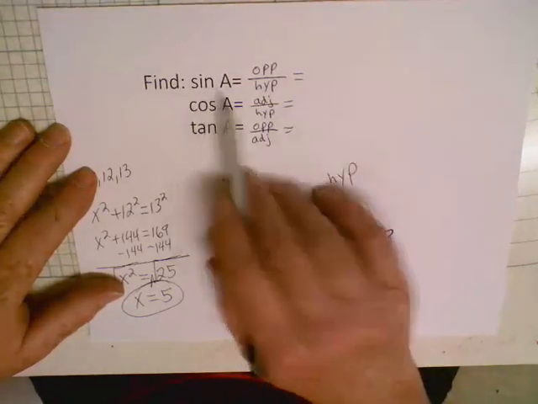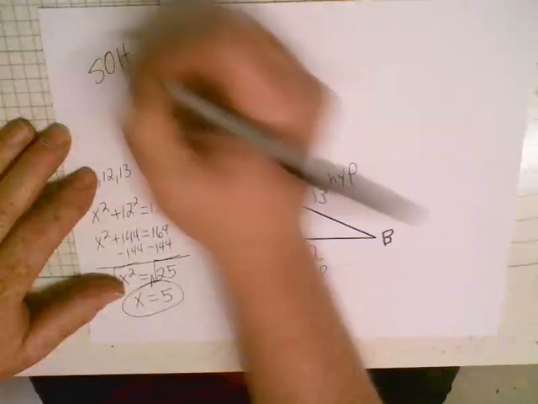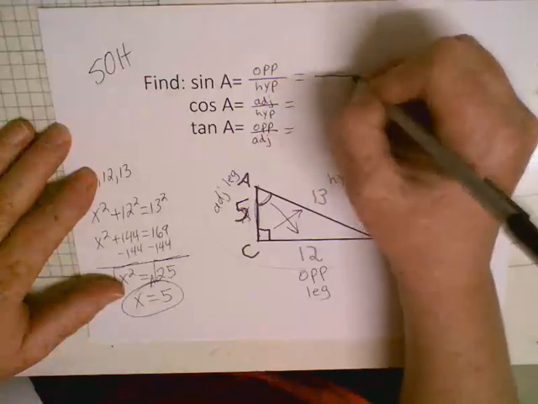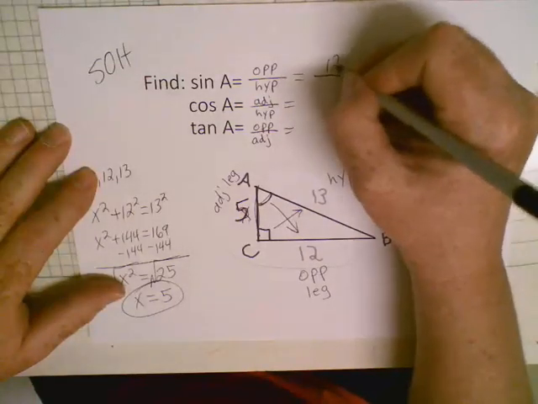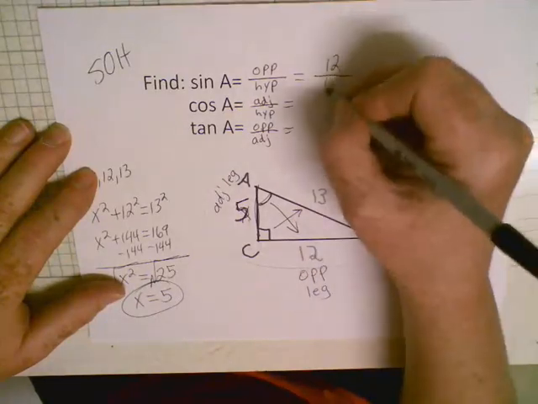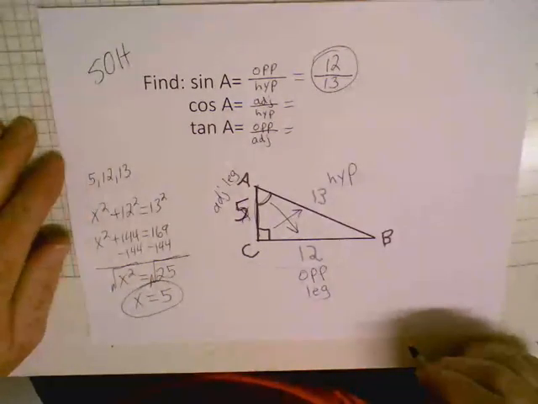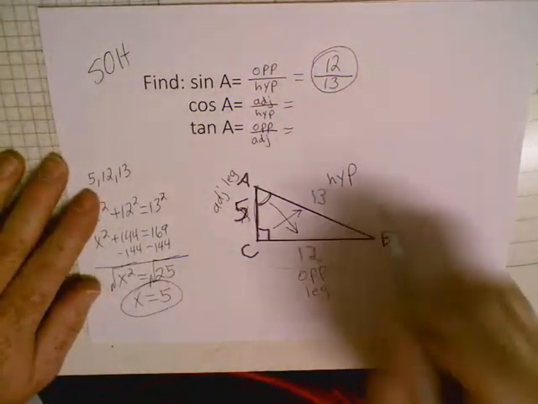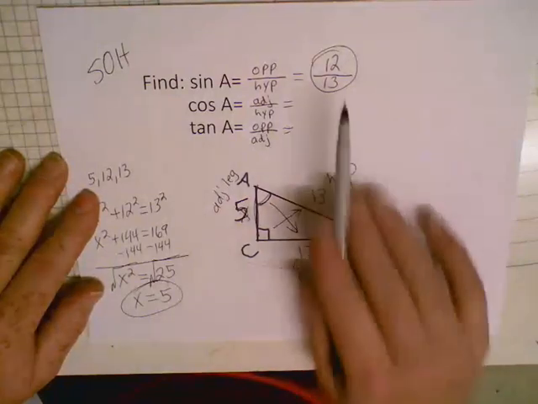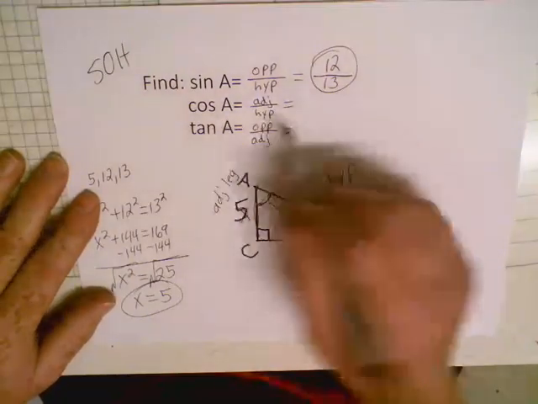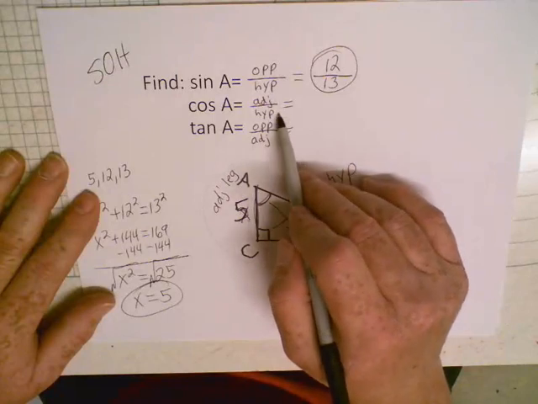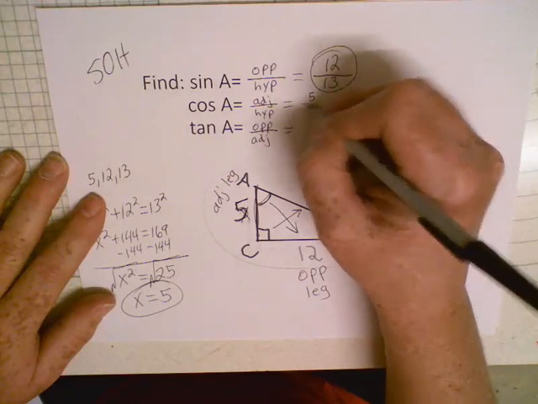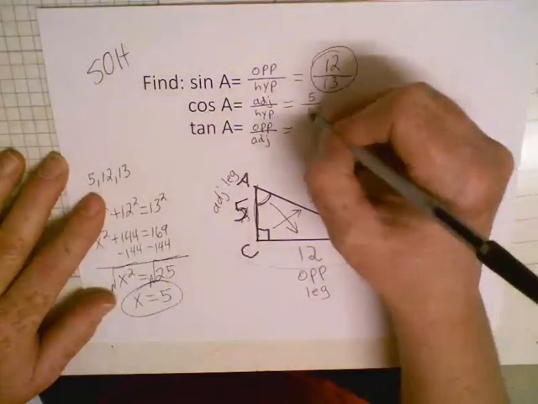The SO part, sine is opposite over hypotenuse. So opposite is 12. The hypotenuse is 13. That's the sine of angle A. 12 over 13. That's all there is to it. You don't have to change it to a decimal or anything for this certain problem. That's just the way it is. The cosine is adjacent over hypotenuse. So it's 5 over 13.